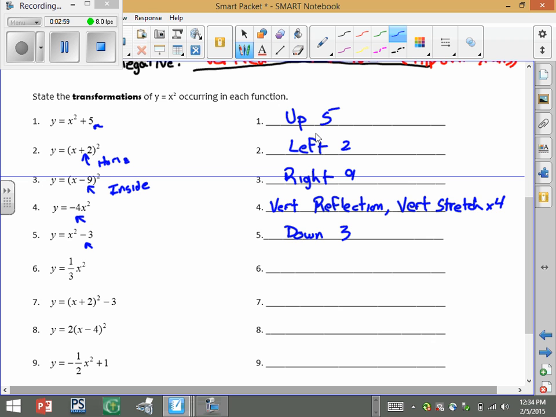1/3 x squared. So here's one of those where it's being multiplied. This is a vertical move because it's outside, and that's actually going to be a vertical compression by 1/3. Plus 2 is on the inside, which means it's a horizontal move. That's going to send it to the left 2. The minus 3 is outside, which means it's going to go down 3 because that's a vertical move.